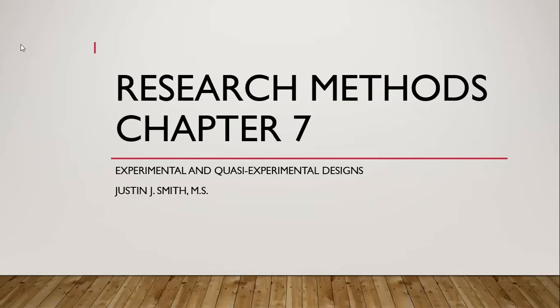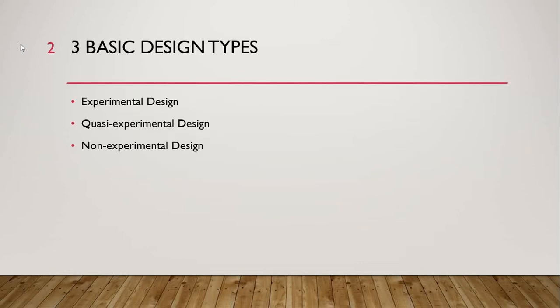Hello. Today I'd like to discuss some concepts from Chapter 7 of Maxfield and Babbie, and Chapter 7 is all about experimental and quasi-experimental designs. So before we jump into design, I just want to give you a rundown of the design typologies. There are three basic types of designs: experimental designs, quasi-experimental designs, and non-experimental designs.